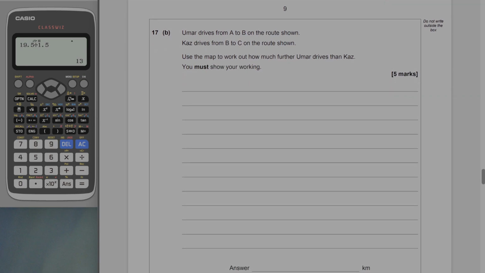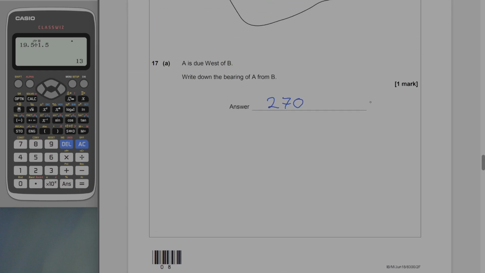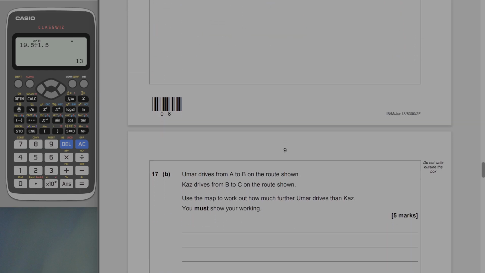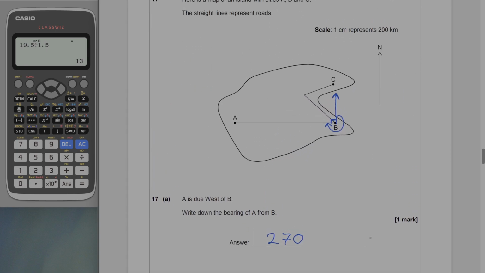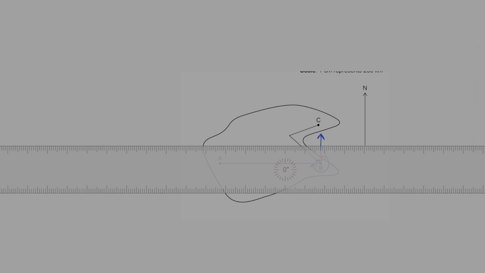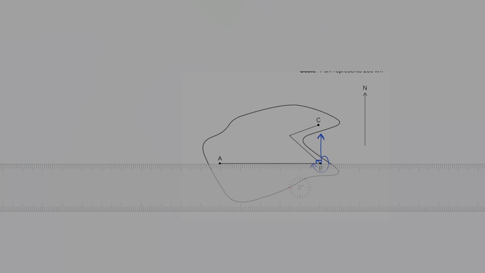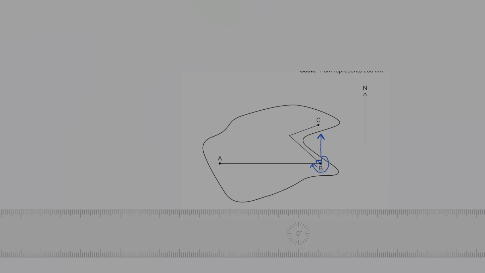And part B, Umar drives from A to B on the route shown. Kaz drives from B to C on the route shown. Use the map to work out how much further Umar drives than Kaz. You must show your working. So I need a ruler for this. Obviously my scale is going to be slightly different to yours, but provided you've done it right, it won't really affect anything. So on my ruler, I'm going to call this 0. So 1, 2, 3, 4, 5 centimeters. So that length there is 5 centimeters.